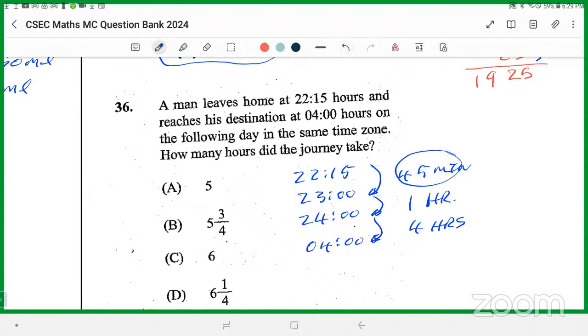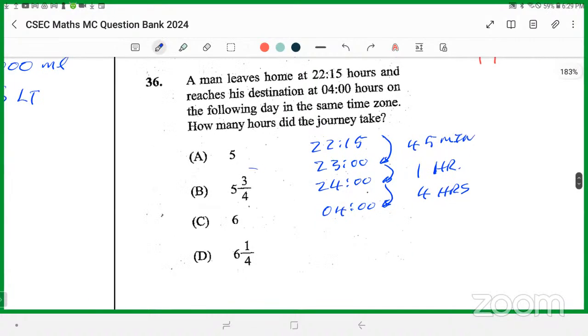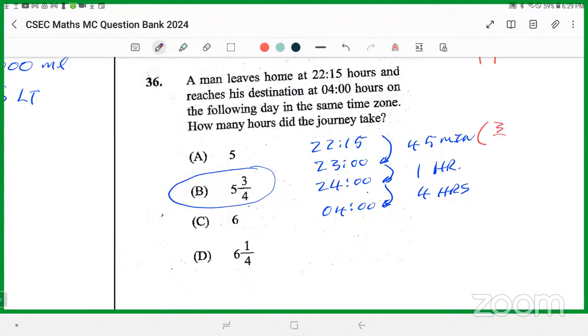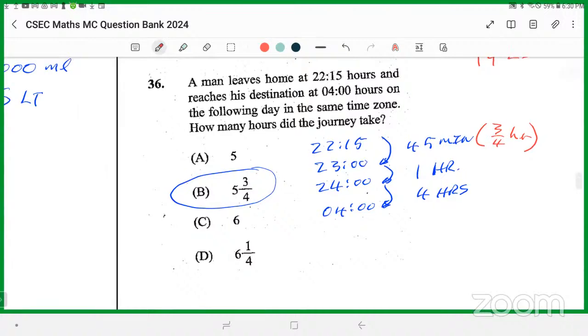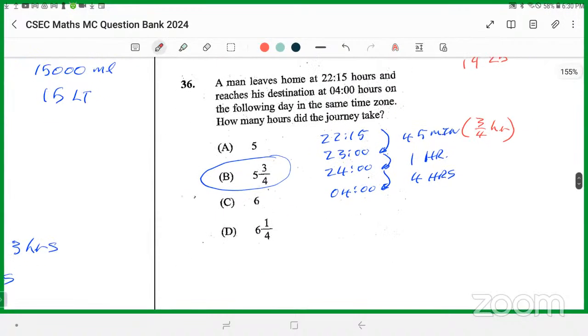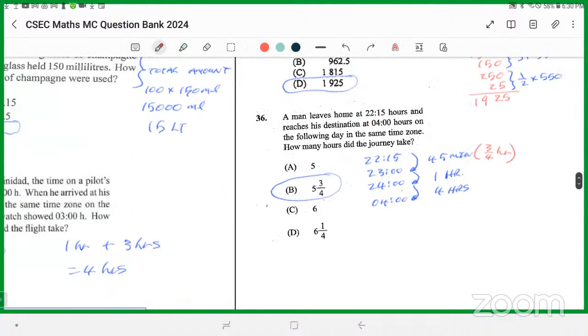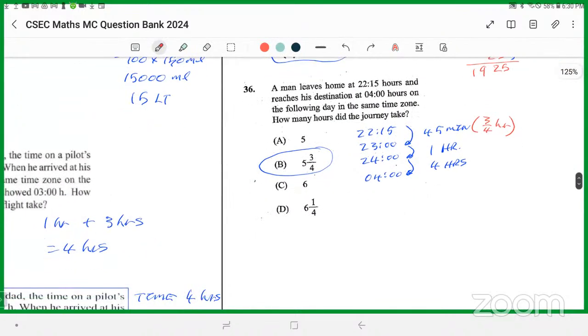This is 3/4 of an hour. 5 3/4. See it here? Let me put the 45 here as 3/4 hour in red. This 45 minutes is 3/4 of an hour. You can't use a calculator in the exam, guys. That's why you have to break it down, step by step. Basically, build up the time from 22:15 up to 4 hours the next day, and add up the time. That is it.